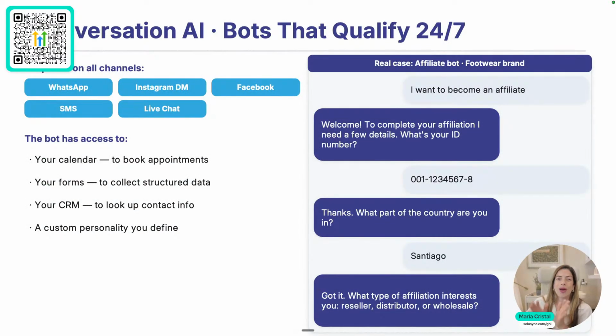Now, let's talk about one of my favorite features inside HighLevel. It's Conversation AI. It's an AI agent or bot that responds for you on WhatsApp, on Instagram, on Facebook Messenger, SMS, live chats. You give it your own personality. It can access your calendars. It can ask the questions for your forms and your full CRM. It qualifies your leads. It can book appointments and answer frequently asked questions around the clock.